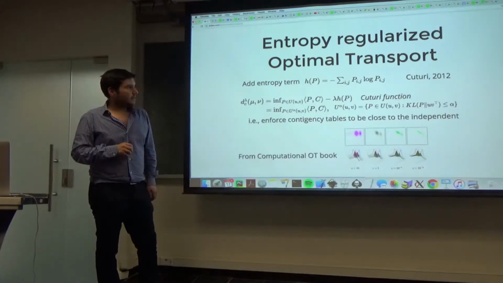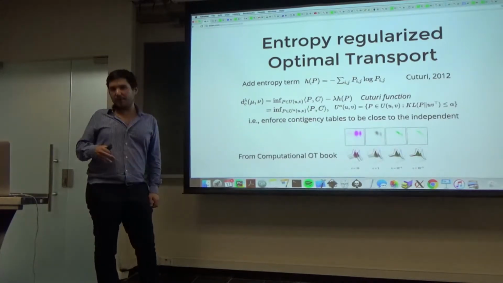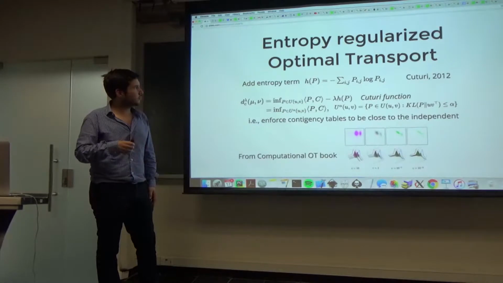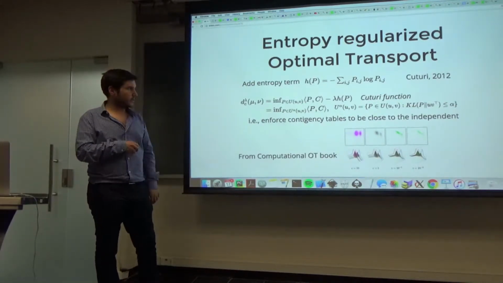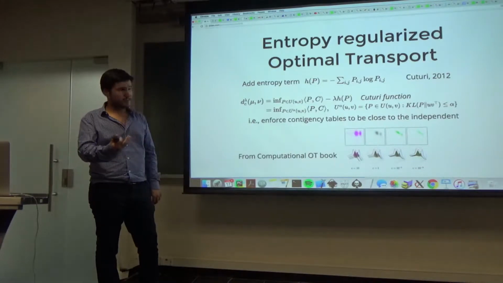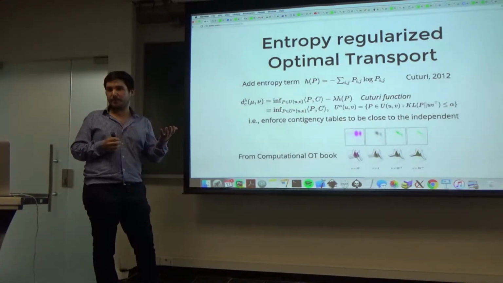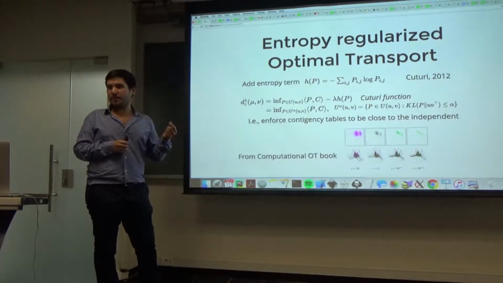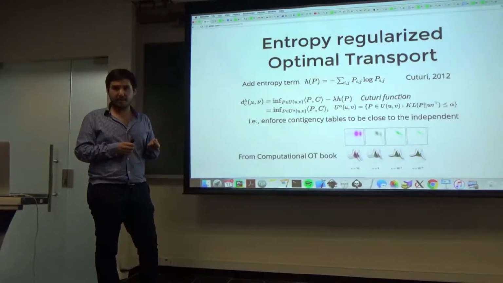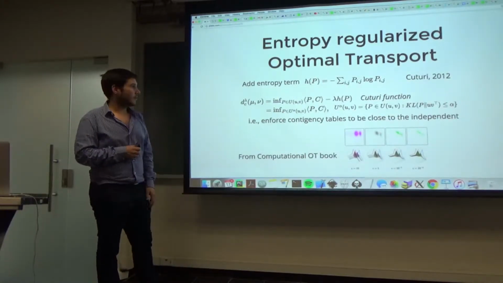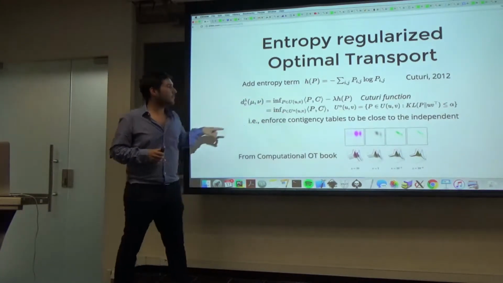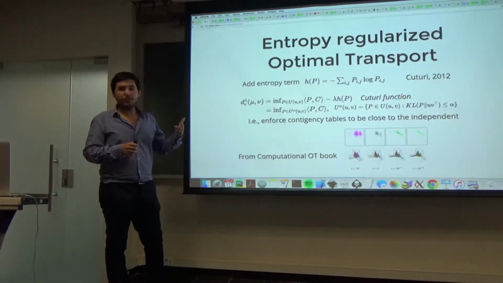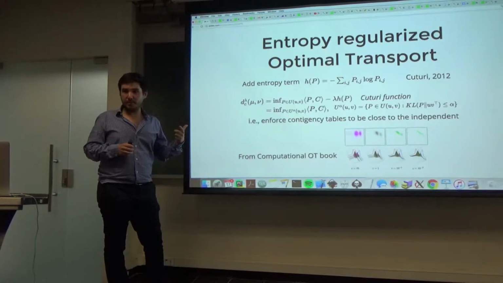And because of that, there's a very relevant paper by Marco Cuturi from about 5 years ago. In this paper he asks what happens if, instead of solving the original problem, we consider a perturbation of this problem by adding an entropy term. So the original transportation problem now becomes the entropy regularized transportation problem.